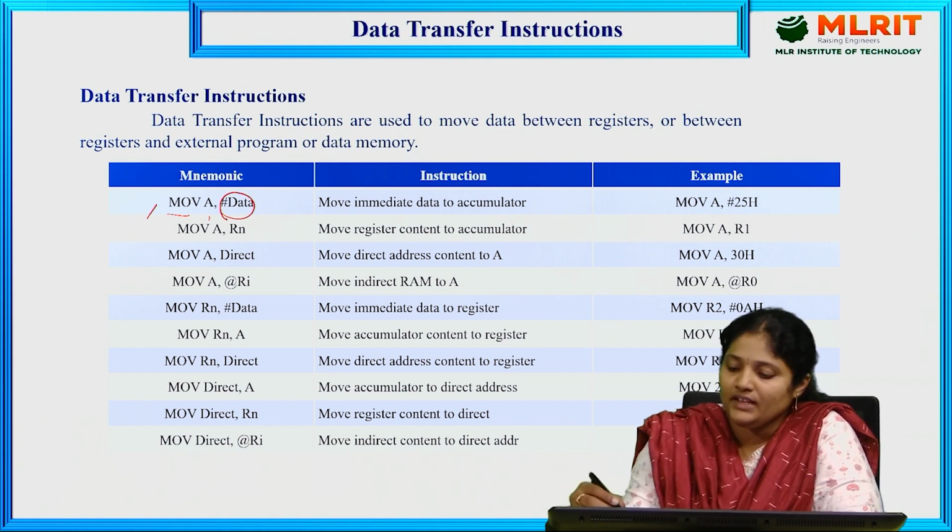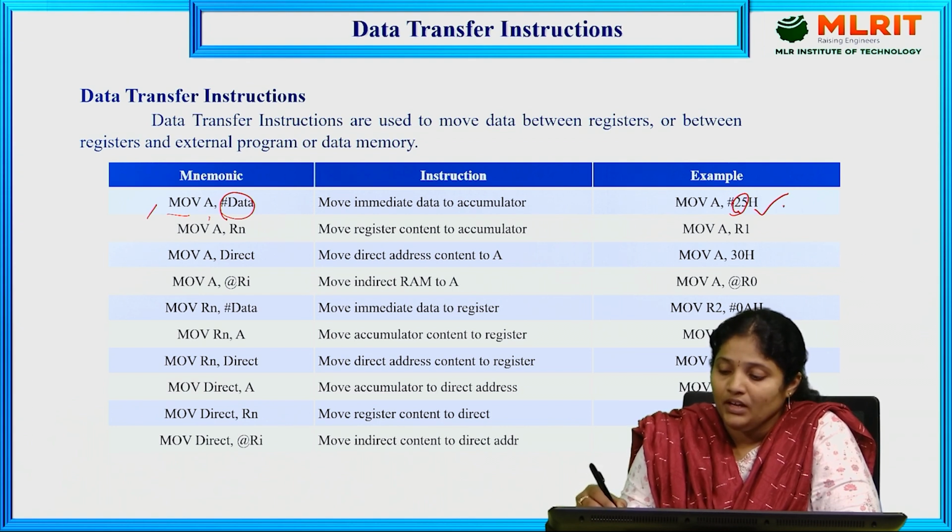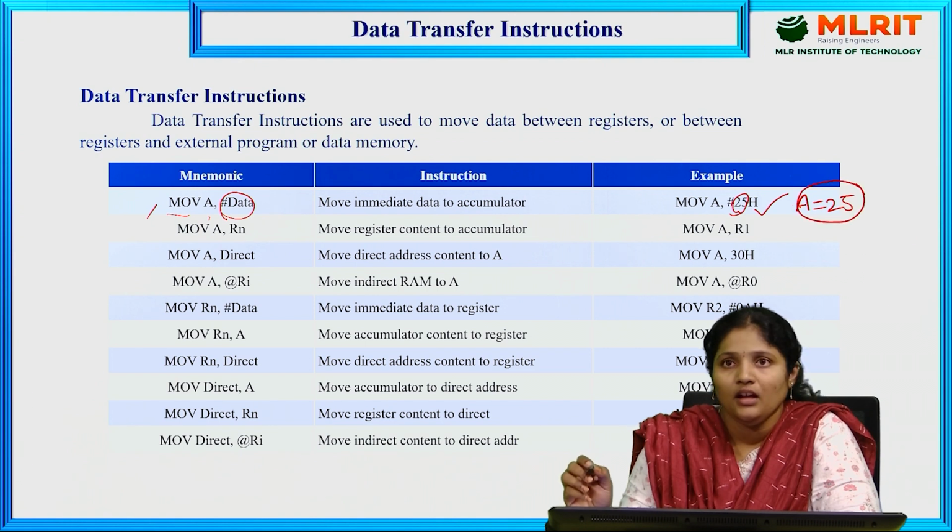One example is MOV A, #25H. Here 25H is the immediate data. That immediate data will be moved into the A register. After execution of this particular instruction, the accumulator is loaded with A equals 25. The output will be in the accumulator register.